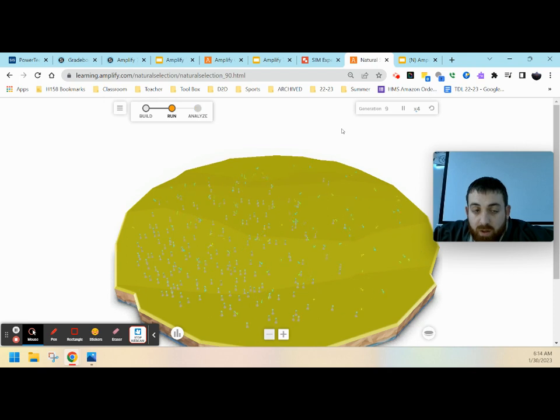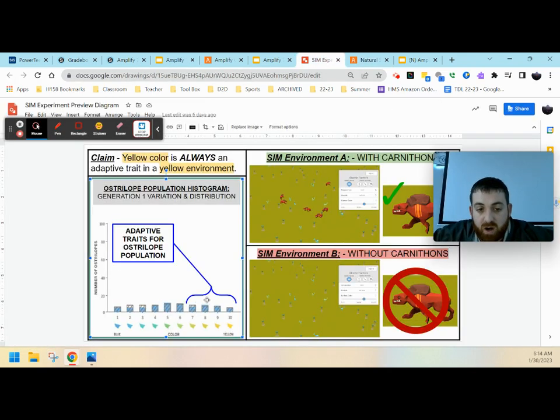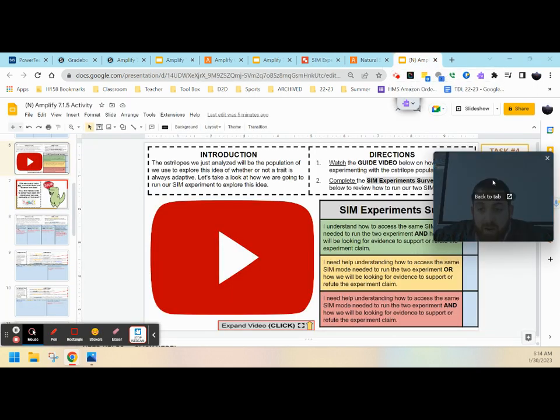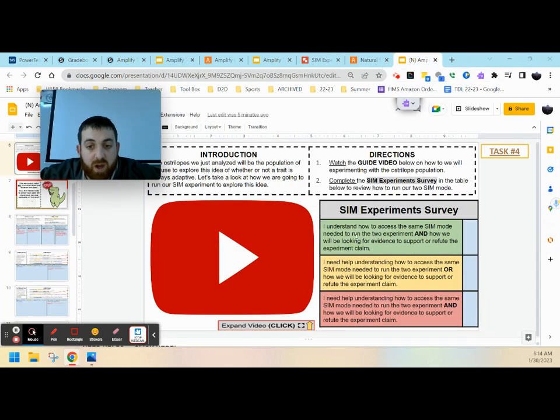So that's how we run our sim. That's what we're focusing on in terms of our claim for our australopes. Your job now is to decide, using our sim survey, do we understand how to access the same sim mode needed to run the two experiments with and without the Carnathons, and how we will be looking for evidence to support or refute the claim. Remember, we're going to be looking at those histograms to decide whether or not it supports the idea that this yellow color, or camouflage, is always an adaptive trait.